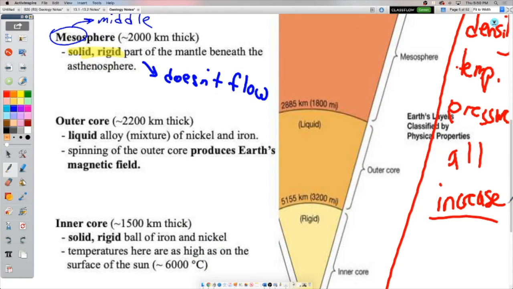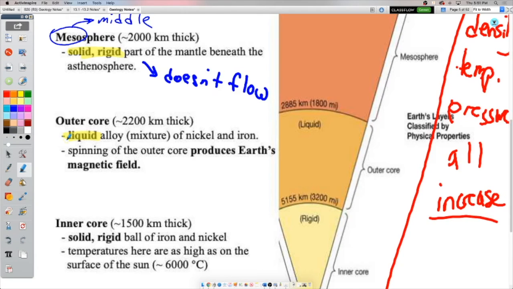Then we get to our next layer, the outer core. This one's interesting. Remember how we said that some waves can't pass through liquids? Well, that's what let us know that there's something in the middle of our Earth that is clearly made out of a liquid, because these waves cannot get through it. That was our outer core. So the outer core is the only layer of the Earth that is a liquid.